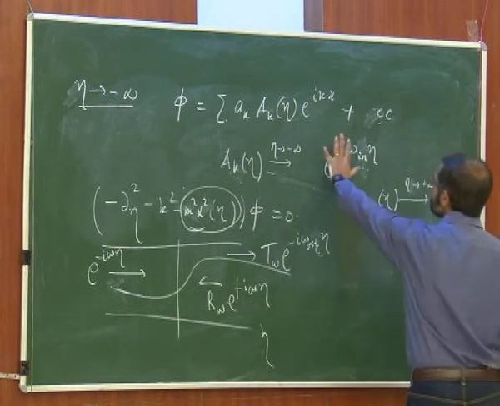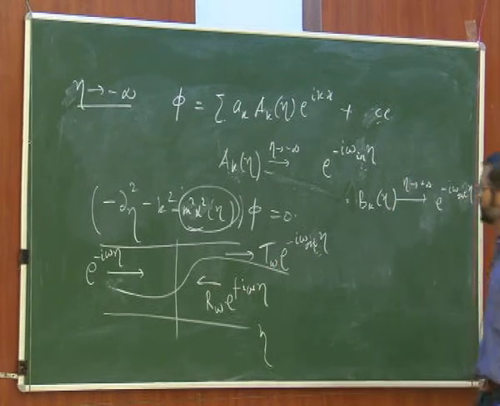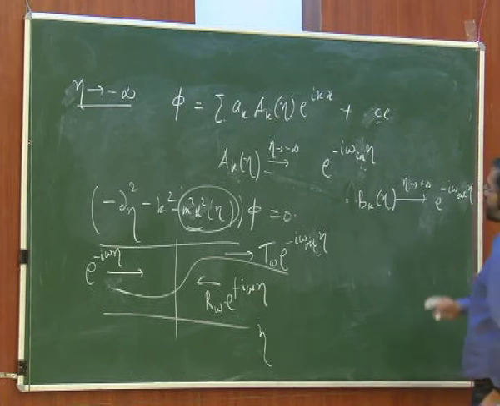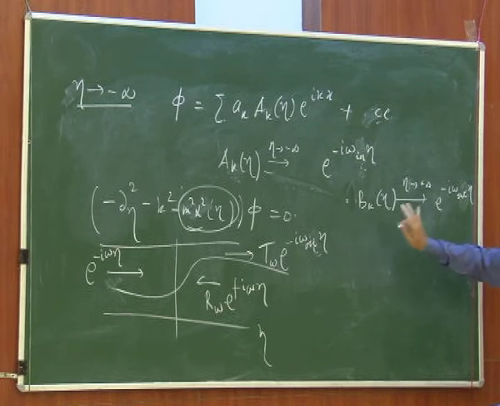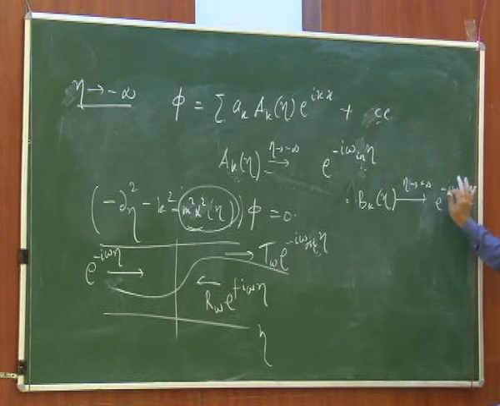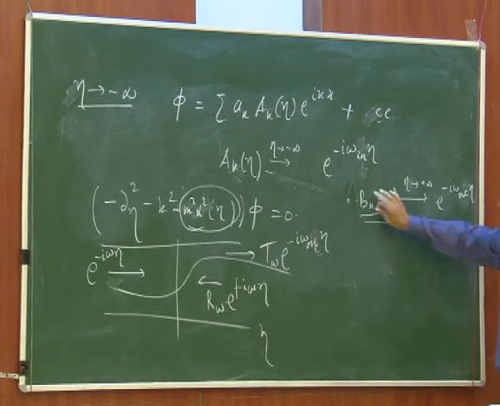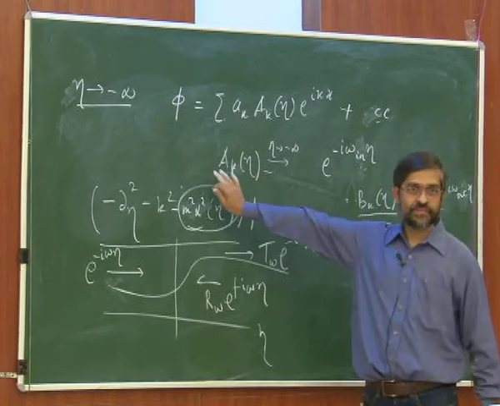So these guys are something which in the future are not purely positive frequency. Now there are other solutions, of course, in which you say that the boundary condition is like this. So what are those solutions which have boundary condition like this at infinity? Those are some other set of hypergeometric solutions. These are not these.